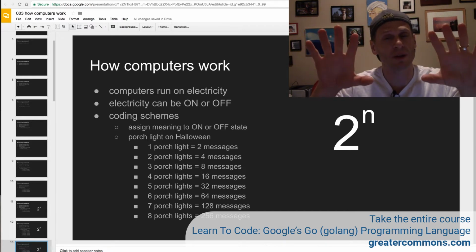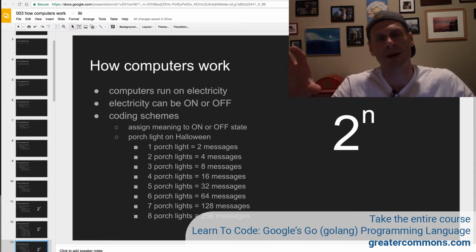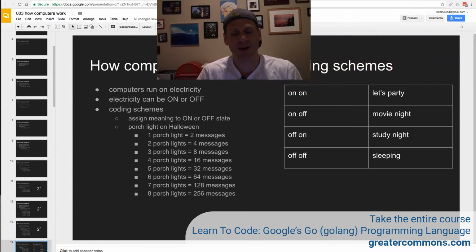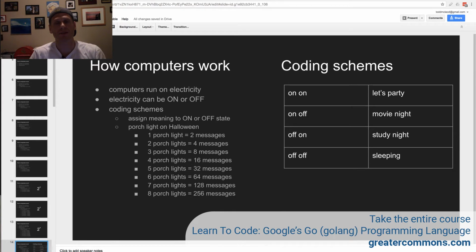If we had 2 porch lights, 4 messages. If we had 3 porch lights, 8 messages, and so on and so forth. The arrangement of on and off allows us to associate a coding scheme. That's it. That's computers. Here's an example of a made-up coding scheme. We get to create the coding schemes as humans. We could just say this arrangement of on and off means this. If I had 2 porch lights, here are the 4 possible messages that I could convey.